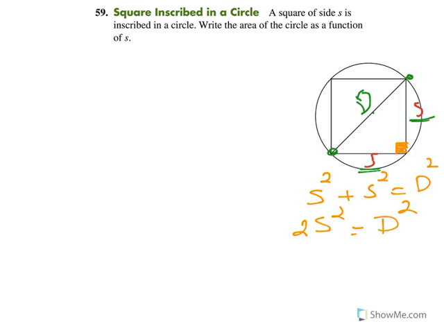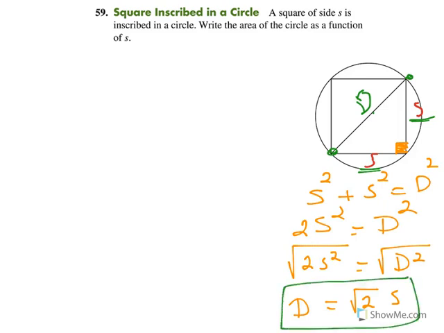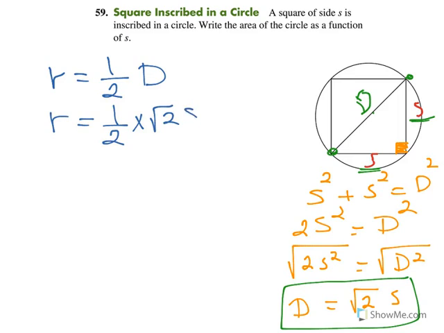Take the square root of both sides. It will be the square root of 2s squared equals the square root of d squared. That means d becomes the square root of 2 times s. And using this, I can easily find the radius. The radius is half the diameter. So r becomes half times the square root of 2 times s, which is the square root of 2 times s, over 2.